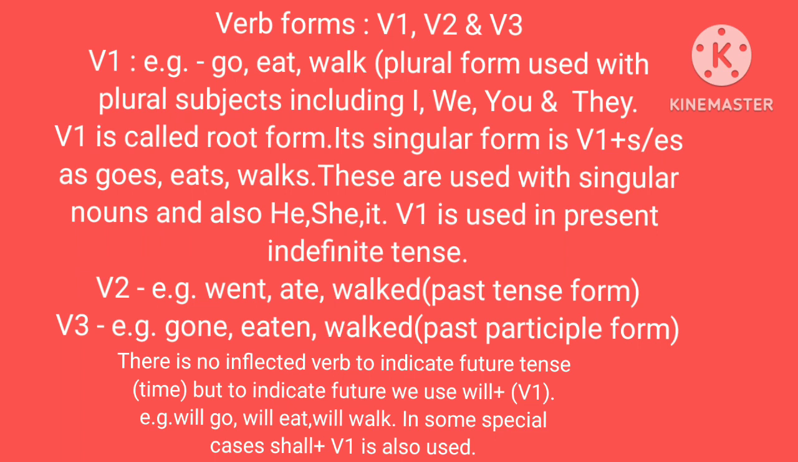V2, example: went, ate, walked, the past tense form. V3, example: gone, eaten, walked, the past participle form. There is no inflected verb to indicate future tense or time, but to indicate the future we use will plus V1. Example: will go, will eat, will walk. In some special cases, shall plus V1 is also used.